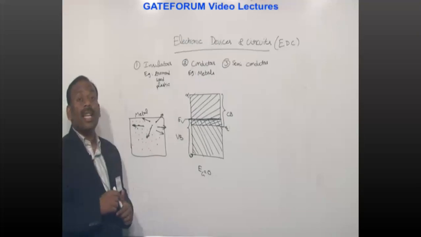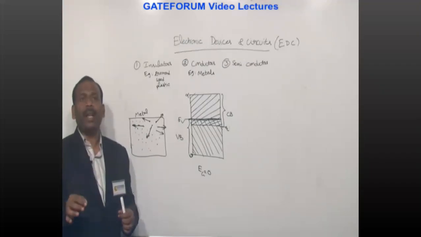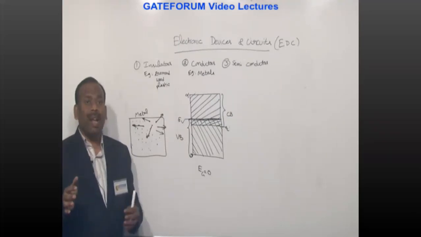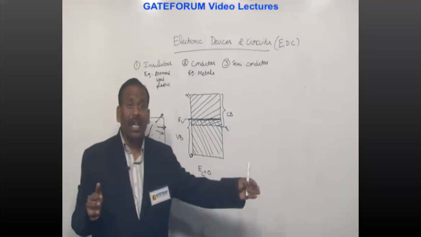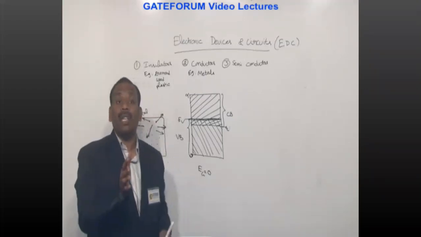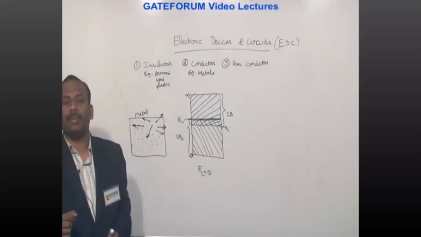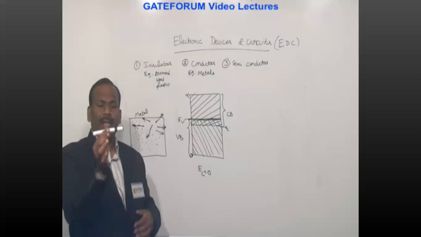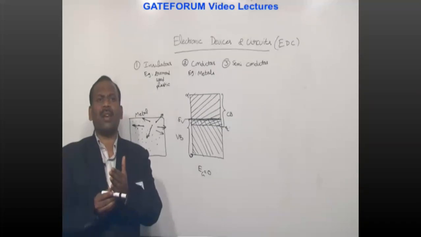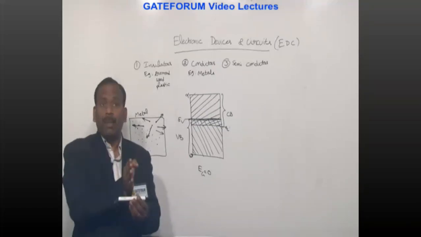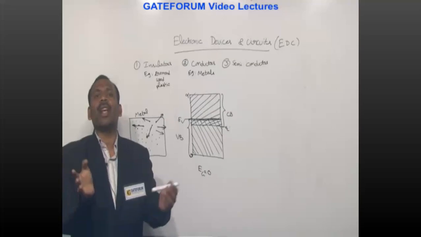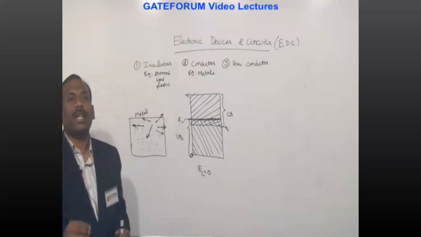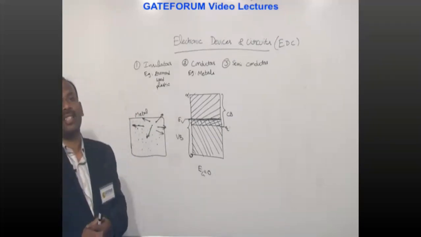So at any point of time in a metal or a conductor, it is assumed that the number of electrons flowing in one direction is equal to the number of electrons flowing in the opposite direction. Therefore, current equals zero. Hence, current is zero under normal condition. That is called the open circuit condition.